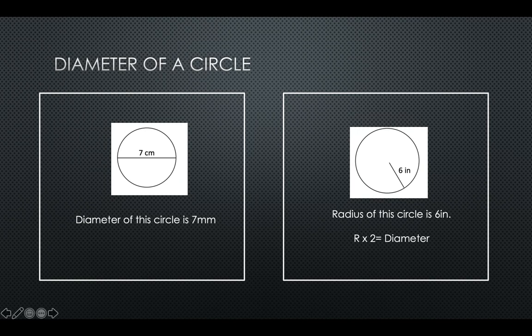Diameter of a circle. Again, we just said diameter is from one outside point to another outside point passing through the center. So this is given to us here. Here we are given the radius of the circle, which is 6. And in order to find the diameter, we need to double it because this line would need to go all the way across the circle. So if the radius is 6, we would double that and our diameter would be 12.